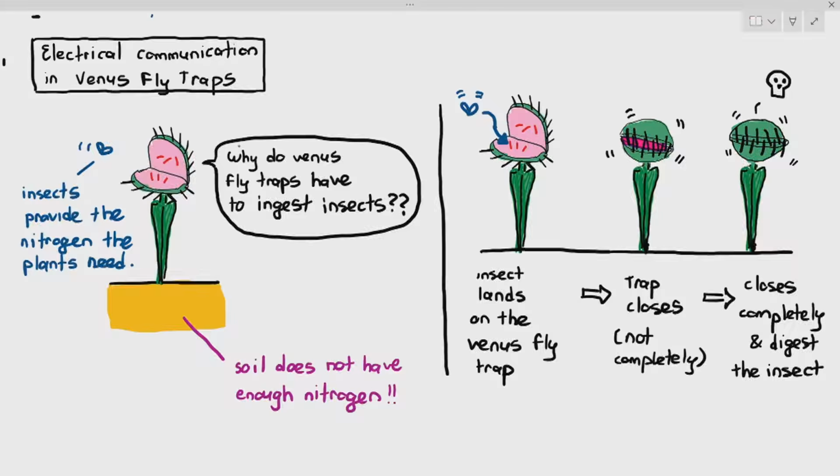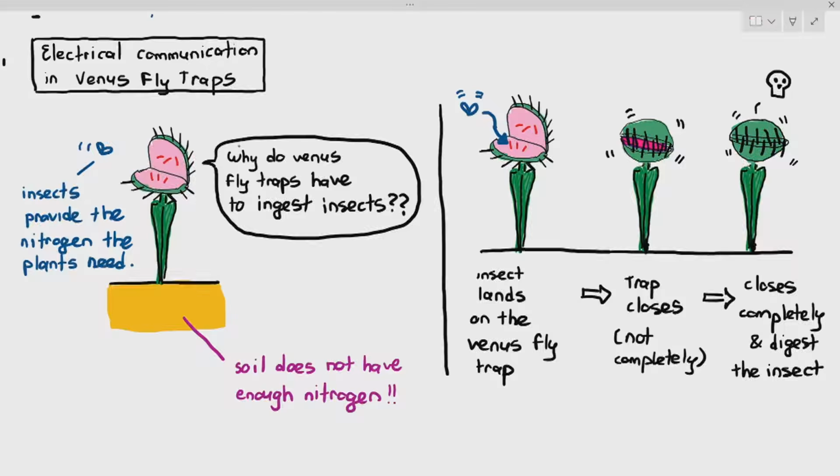And this is what we have to talk about. We have to explain how it is that when the insect lands on the Venus flytrap, it causes the trap to close. We have to cover that. And we also have to explain why it doesn't close completely. And we also have to explain what causes the Venus flytrap to then close completely and digest the insect.